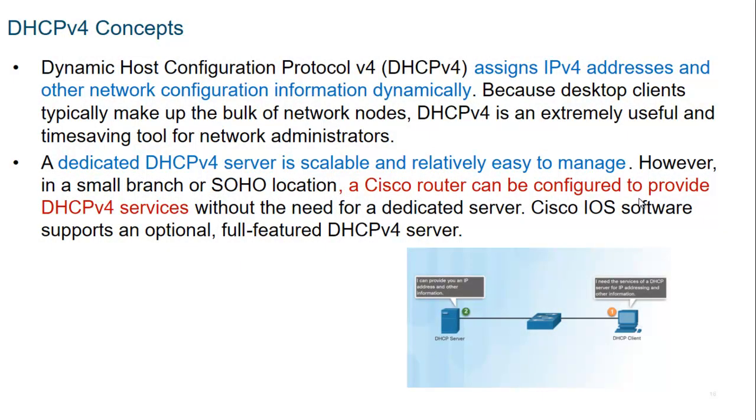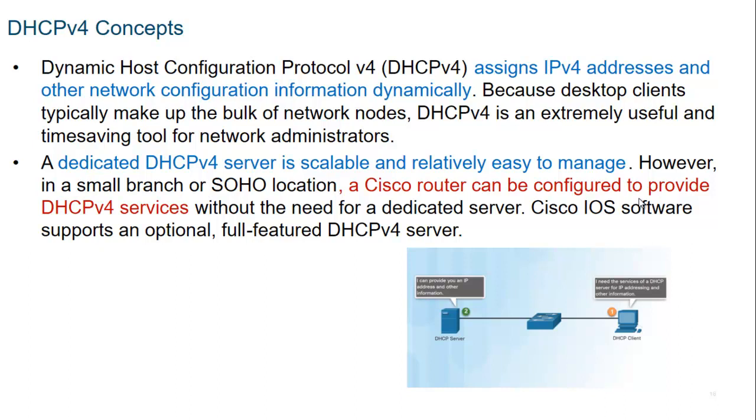So DHCP is Dynamic Host Configuration Protocol. It assigns IP version 4 addresses and other network configuration information dynamically. Because desktop clients typically make up the bulk of network nodes, DHCP version 4 is an extremely useful and time-saving tool for network administrators. Rather than applying IP addresses manually to each and every host, DHCP saves time by doing this dynamically.